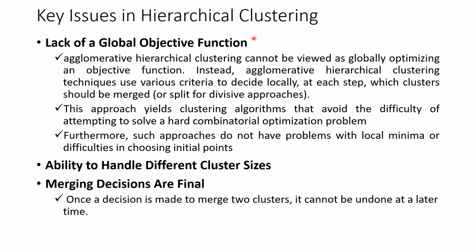Now the major problems faced in hierarchical clustering is the lack of a global objective function. In k-means, if you remember, there was a centroid, but here there is no objective function. It just goes on calculating the min, max, which can lead to a little bit of loss in choosing the better cluster. Then the ability to handle different cluster sizes: it is able to produce clusters which are not identified in k-means. Then merging decisions are final. Once you merge 2 clusters, you cannot go back.